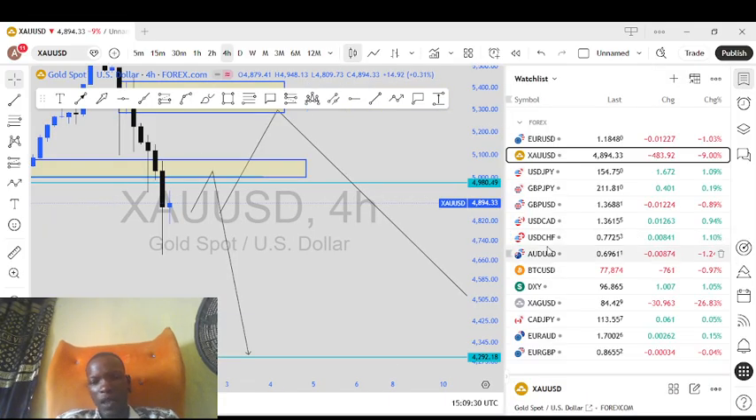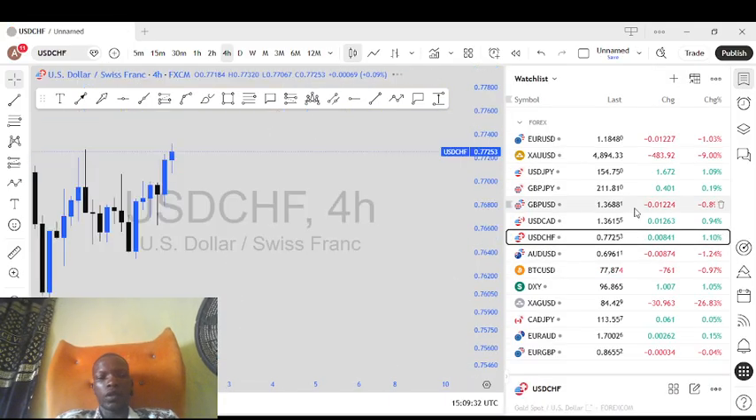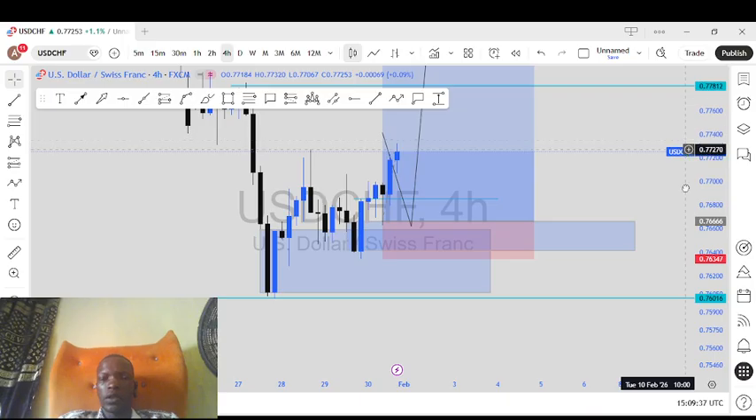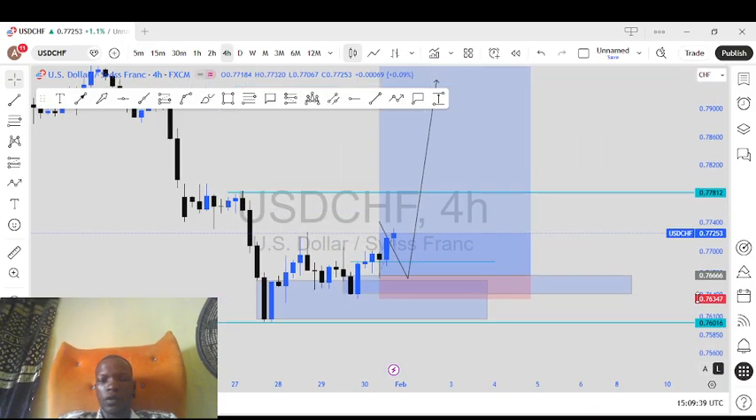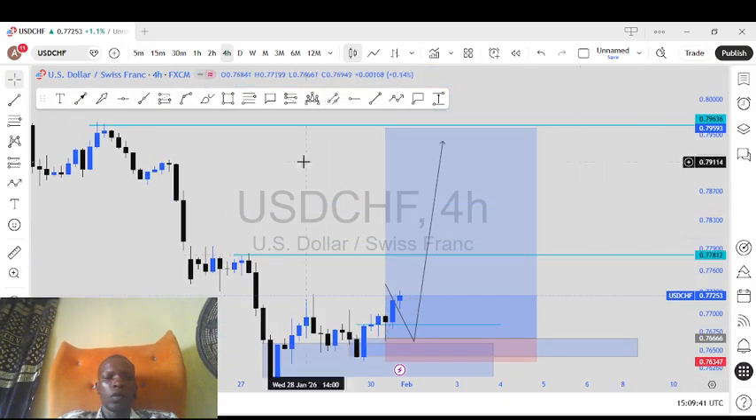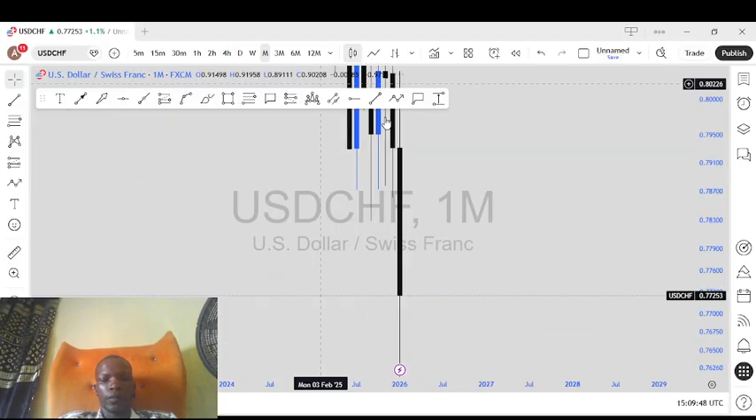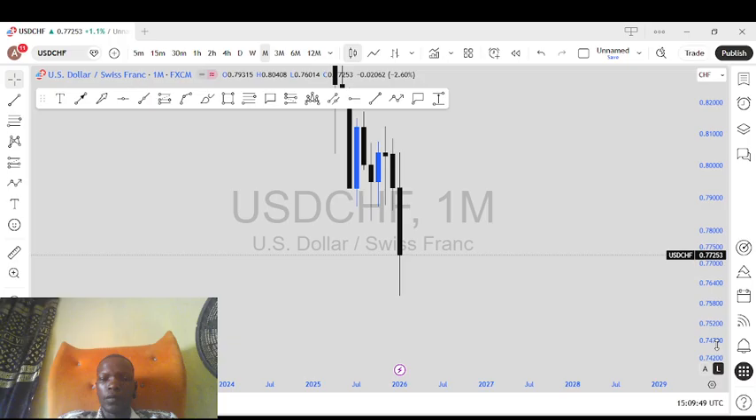The last pair that I want to check is USDCHF. Let's see what USDCHF is saying. On this USDCHF we also have a running trade going on, but let's delete it and start fresh. Let's check the monthly time frame. What do we see on the monthly time frame?